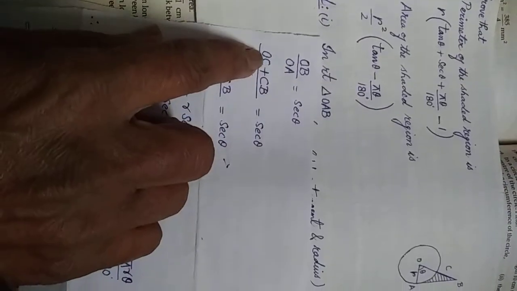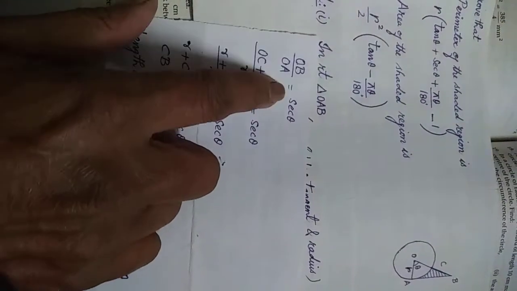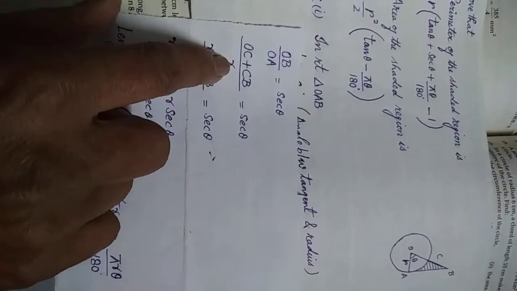So here OB by OA is equal to sec theta. Now you can see the figure. OB can be split in two parts, that can be written as OC plus CB. So here in place of OB I have written OC plus CB upon OA, and OA is the radius R. That's why here I have written R.